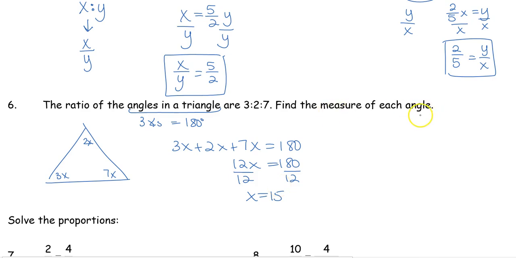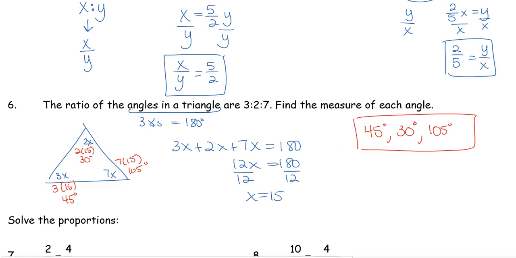Now we want to find the measure of each of those angles. So this is 3 times x. So 3 times 15 gives us 45. 2 times 15 gives us 30. And 7 times 15 is going to give us 105. So the 3 angles in a triangle that are in the ratio of 3 to 2 to 7 is a 45 degree angle, a 30 degree angle, and 105 degrees.